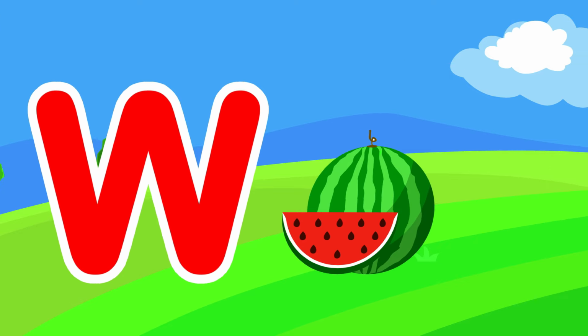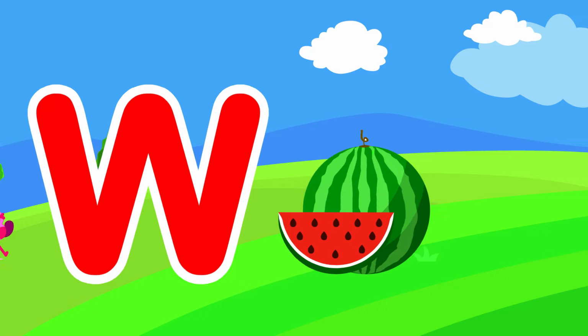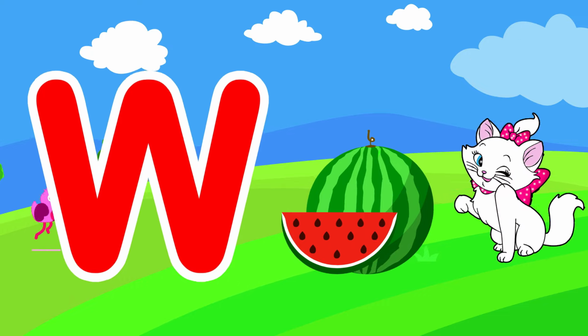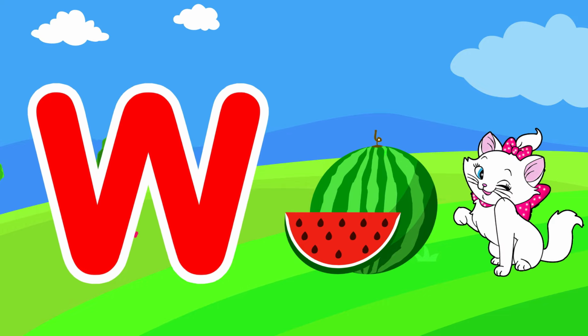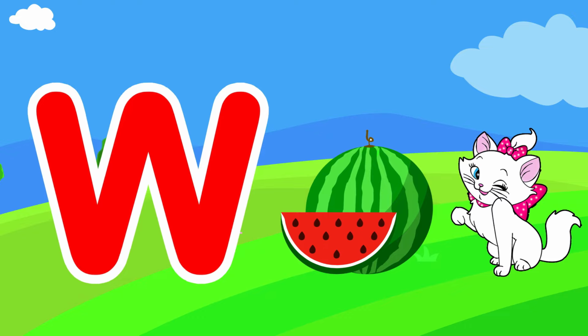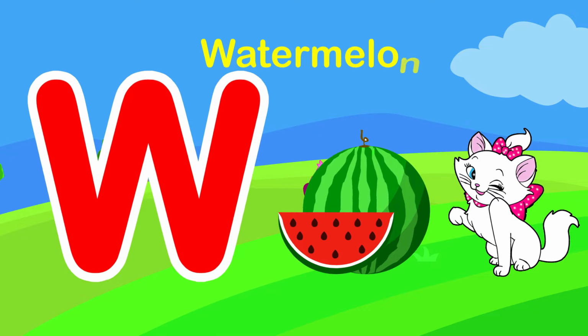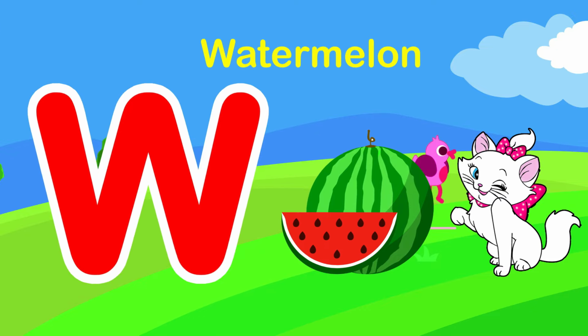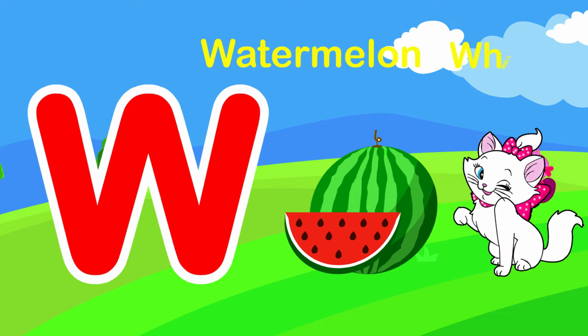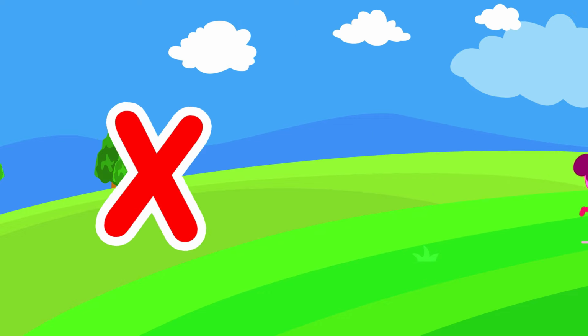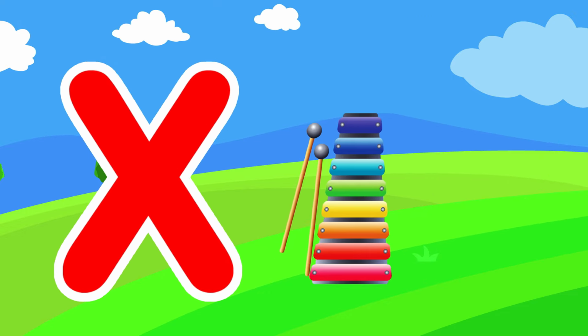W is for white, white. W is for watermelon, watermelon. W is for white. W is for watermelon.